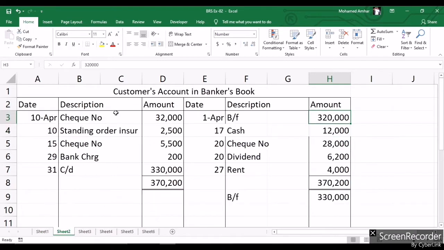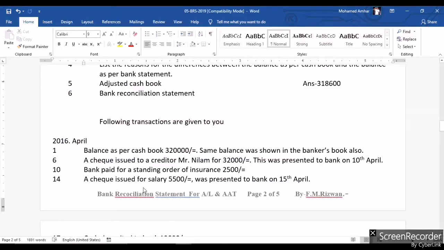See here in the customer's account on 10th April, the check number and the amount 32,000 would have been issued by the bank. So here the cash balance in the bank is 320,000. Now from this 320,000, 32,000 is released or issued for the check given by the customer. Right. Next date is 10.